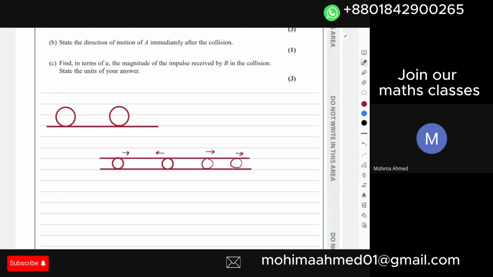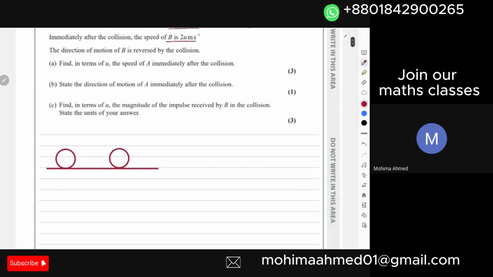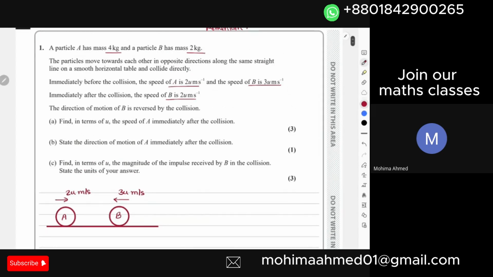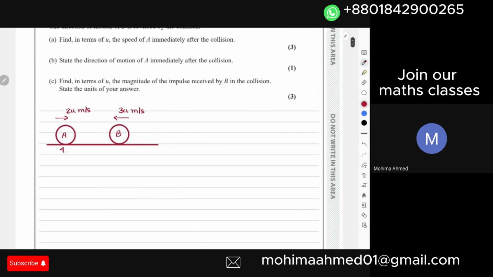Okay, so in this case, the information we have is about their initial velocities. I'm considering this as B, this as A. Particle A was moving to the right with 2u meters per second, and B was moving to the left with 3u meters per second. Their masses were given as 4 kg and 2 kg. Right after the collision, what happens? Everything is similar, only B reverses its direction, right?